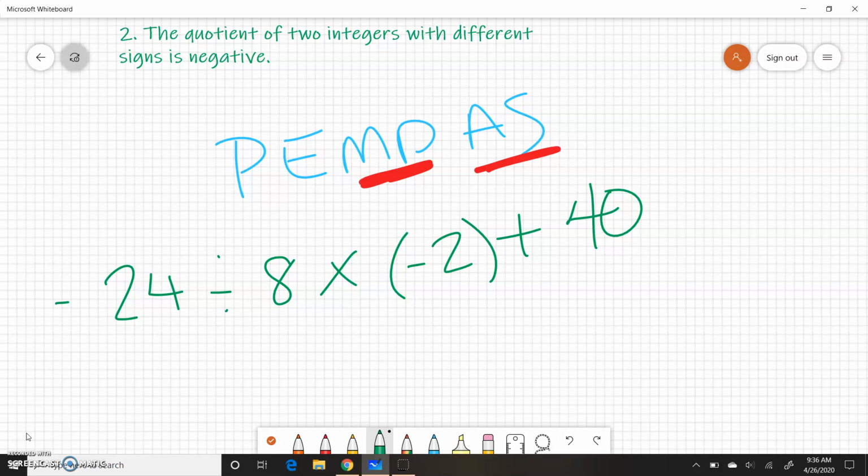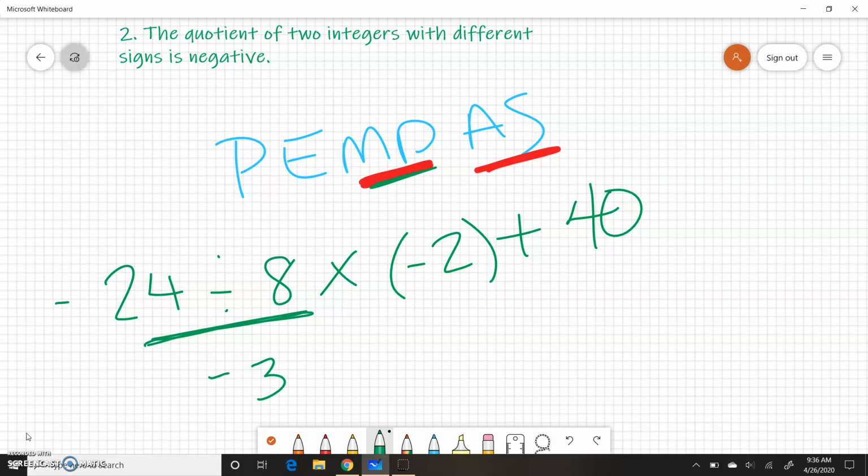There's no exponents. So then I go to multiplication and division. And the rule is that when you do multiplication and division, you move from left to right. So here I see that there's division first. So I'm going to divide -24 divided by 8. Well, I know that 24 divided by 8 is 3. And 24 is negative and 8 is positive, so they're different. So I know it's going to be -3.